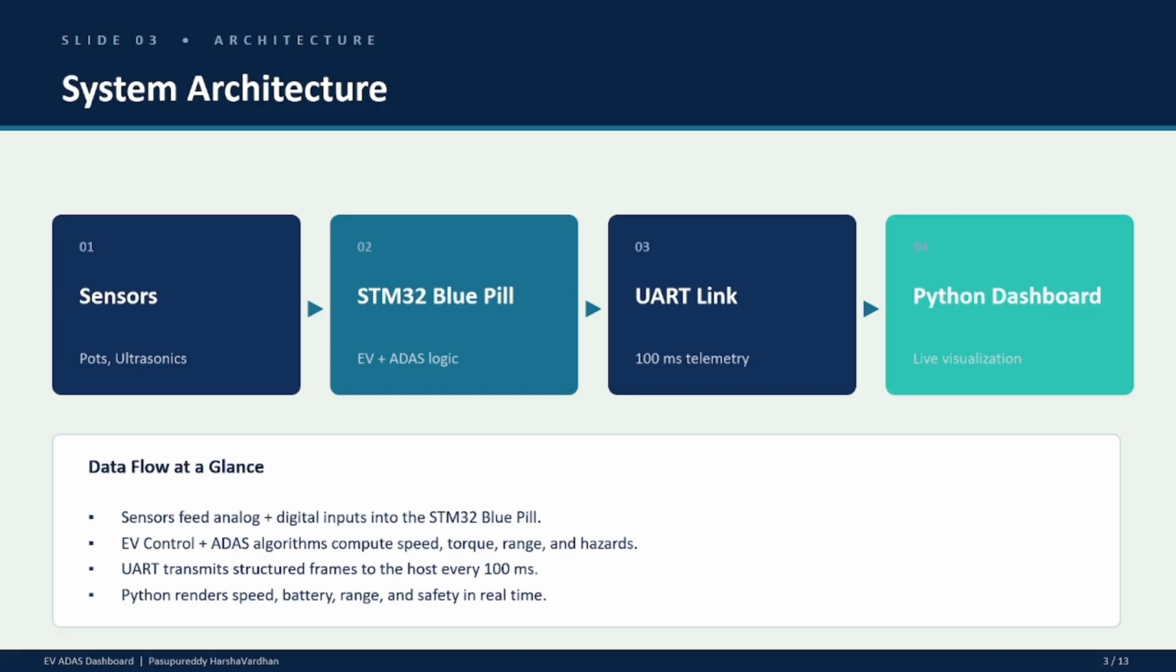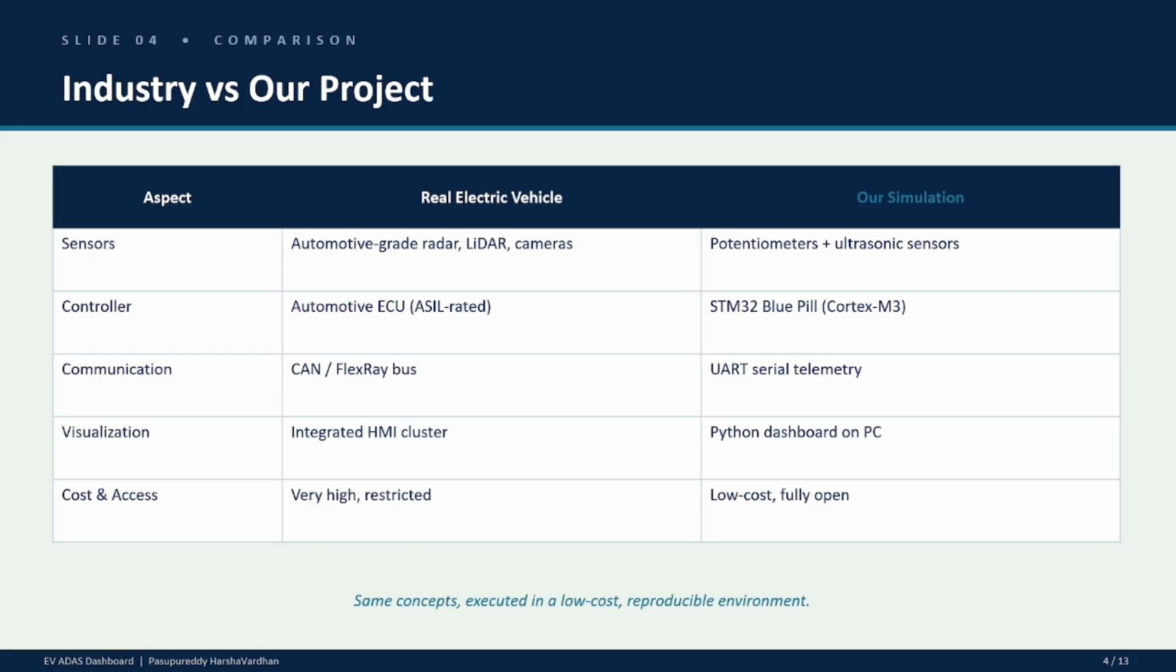System architecture. The system starts with sensors that provide input to the STM32 Bluepill. The controller processes the data using EV control and ADAS algorithms and sends it through UART. The Python dashboard receives this data and displays the speed, battery status, range, and safety information.